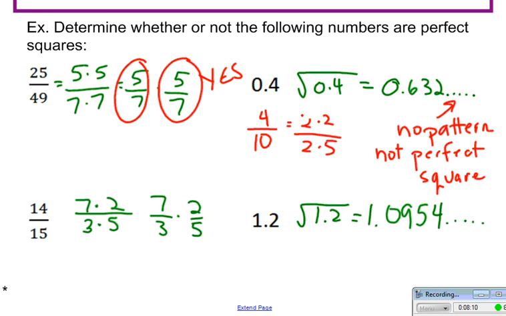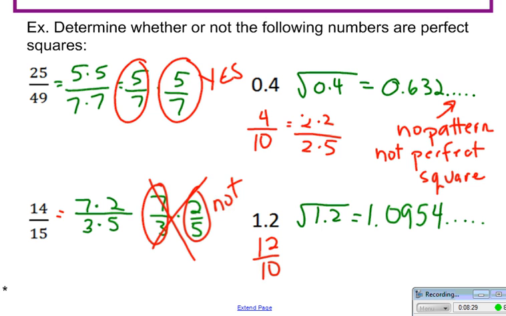Okay, when we look at our third example, 14 over 15, again I put them into prime factors, so 7 times 2 over 3 times 5. We do not have two equal fractions, so this is not a perfect square. And then lastly, 1.2, again, we could have gone 12 over 10 and gotten 2 times 2 times 3 over 2 times 5, and notice that we can't make equal groups. Or just type it in your calculator and you get 1.0954. Again, it does not follow a pattern, so it is not a perfect square. So that's kind of it.